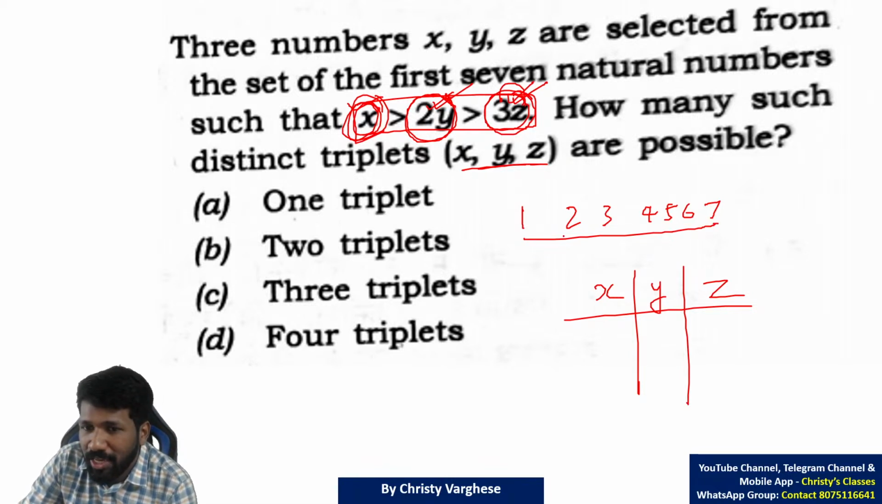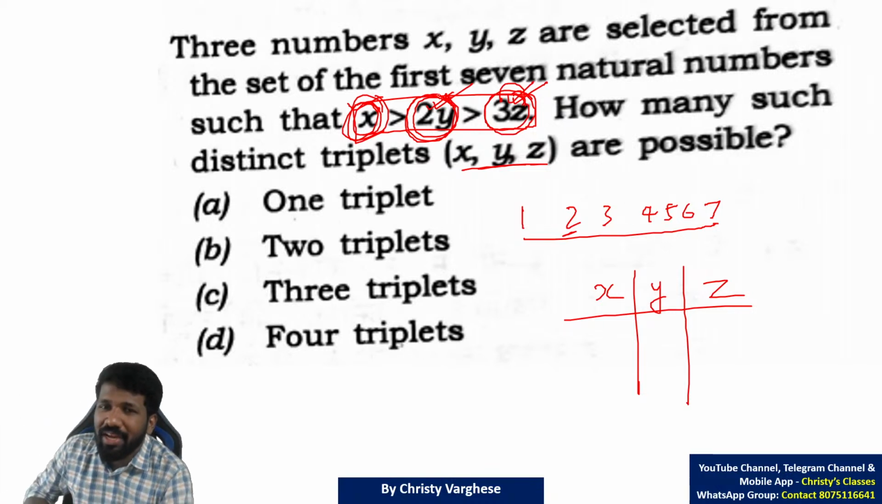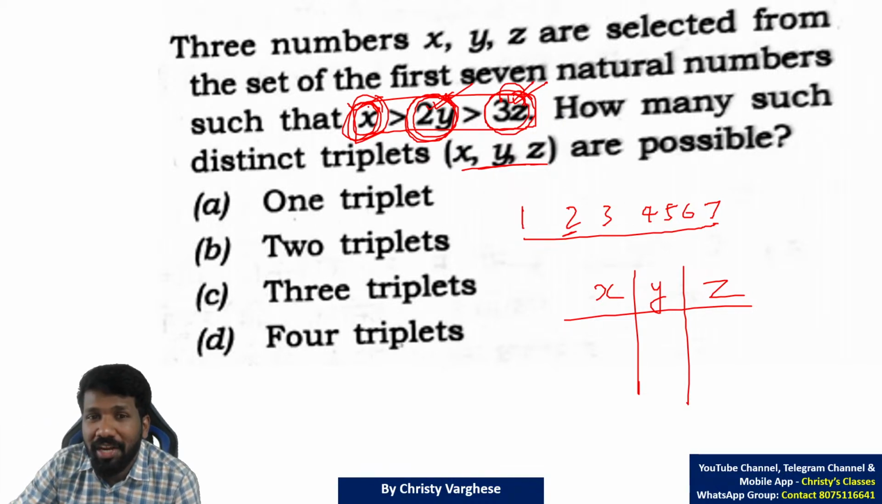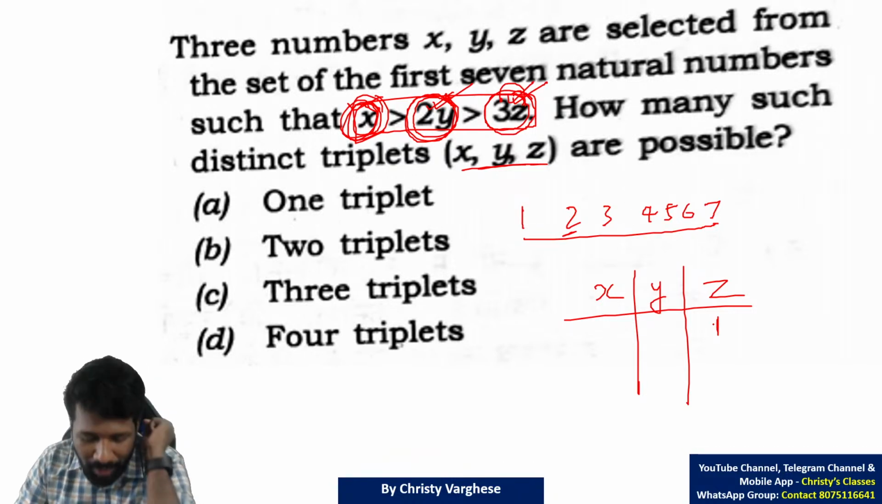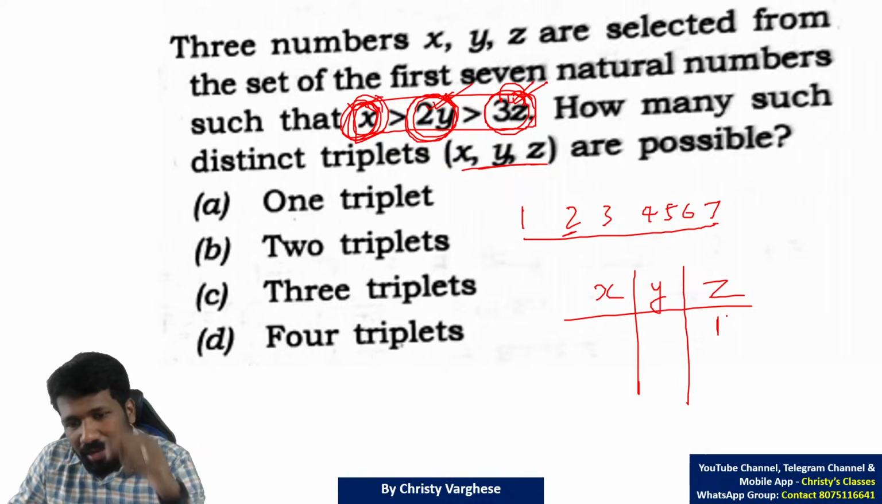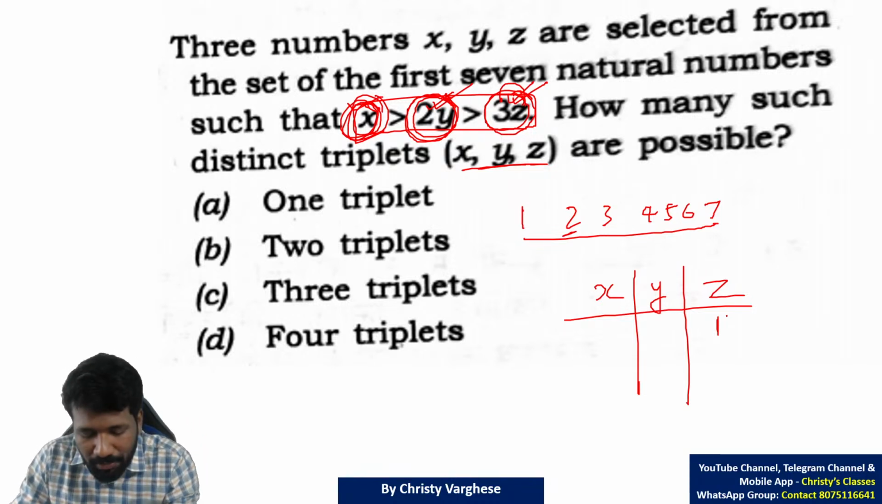So if it is say 2, 3 times z is 6. That means 2y should be greater than 6, and x should be greater than that also. That is impossible, so z should be 1. There is no other possibility. I will show you why z should be 1. I will show you what the problem is if it is 2 once more.